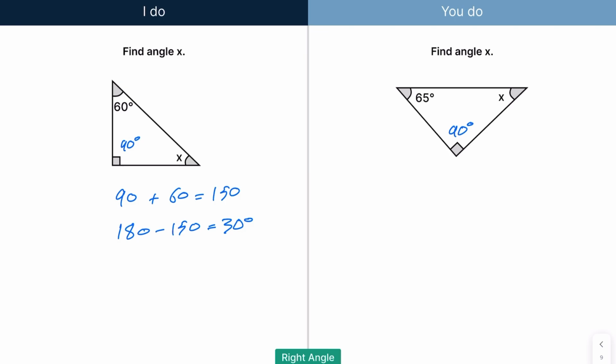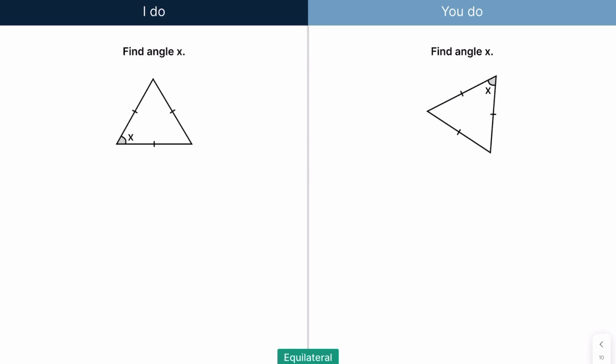Hopefully you've pressed pause and had a go. So that's 90. So it'll be 90 plus 65, which will be 155 degrees. And then to get x, it'll just be 180 take away 155, and that will give you 25 degrees.